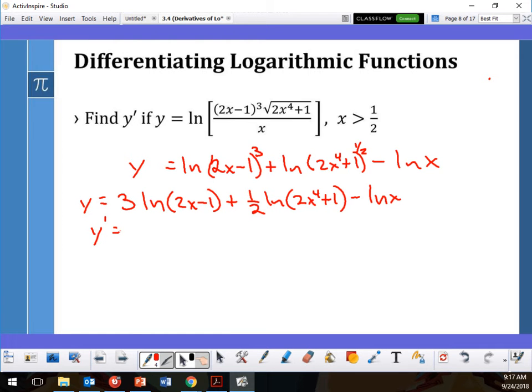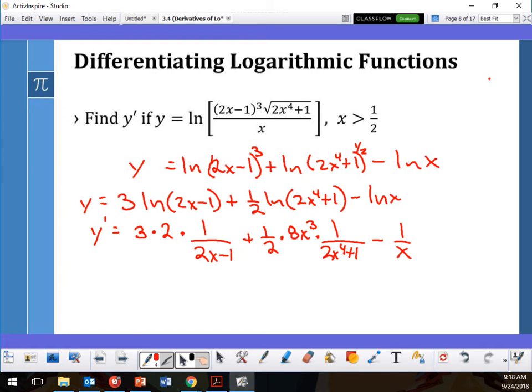Y prime is, okay, so 3 times, what's the derivative of the inside? 2. 2 times 1 over 2x minus 1, right? Plus, okay, derivative of the inside? 8x cubed. So it's going to be 1/2 times 8x cubed, times 1 over 2x to the fourth plus 1, minus 1 over x. 1 over x, right?